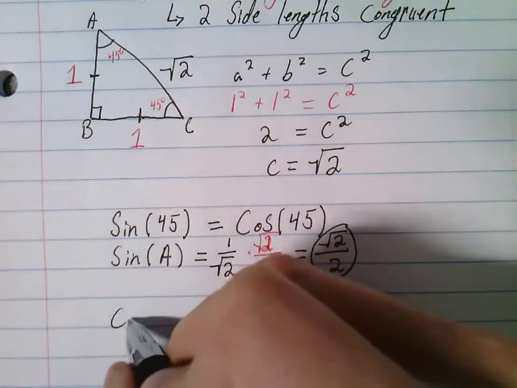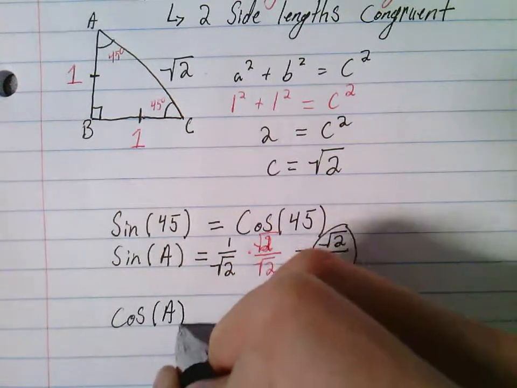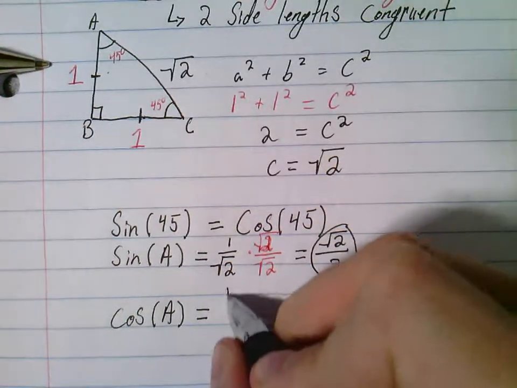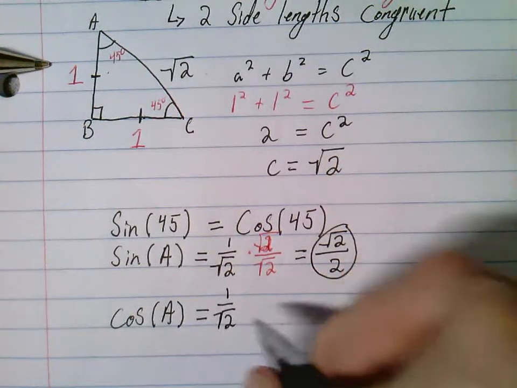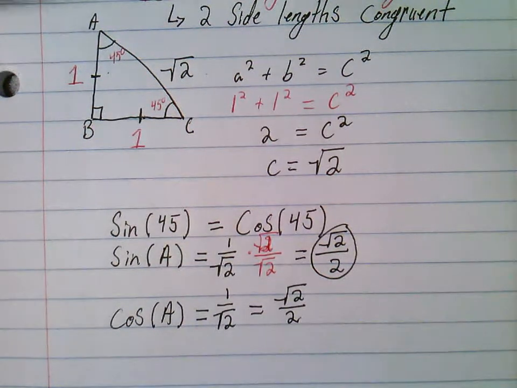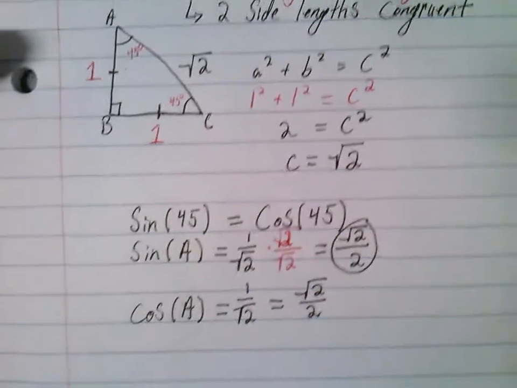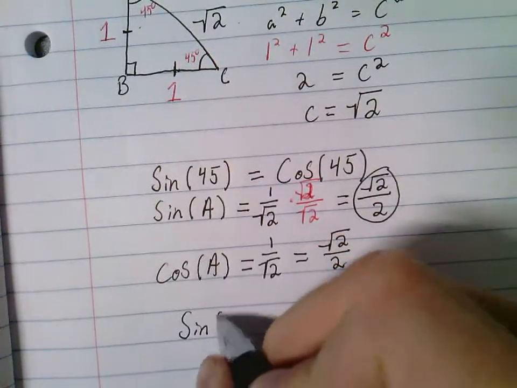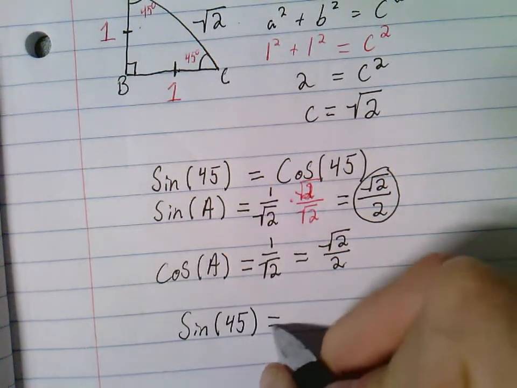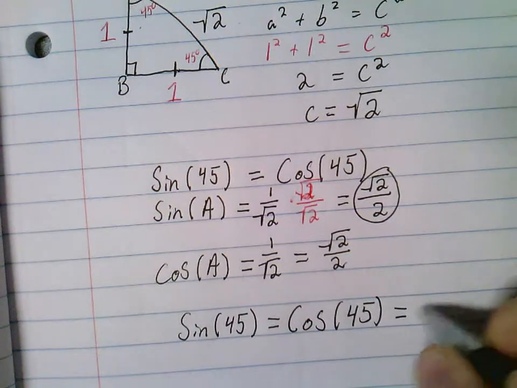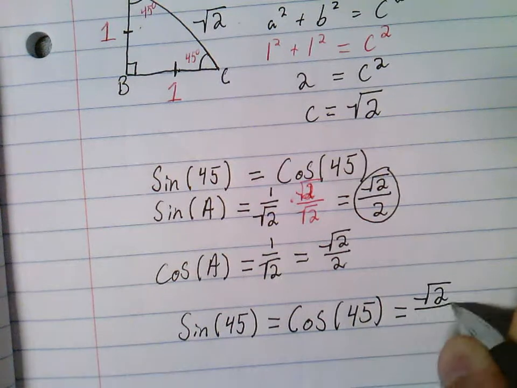And if we look, the cosine of that same angle would be adjacent over hypotenuse, which is the same thing. So one of the things we need to know is that the sine of 45 is the same as the cosine of 45, and it is square root of 2 over 2.